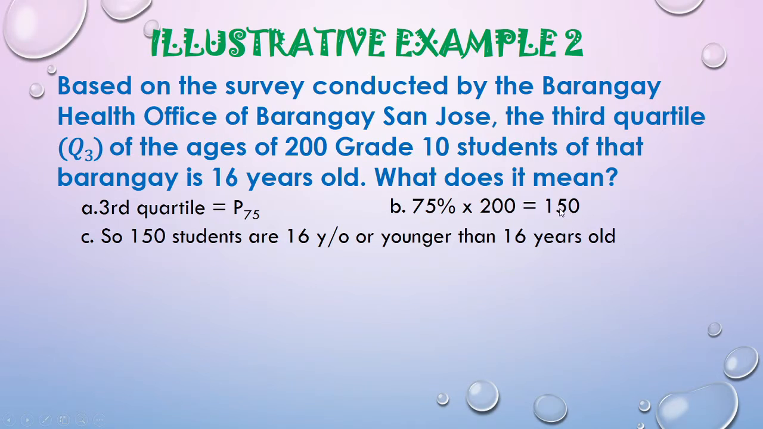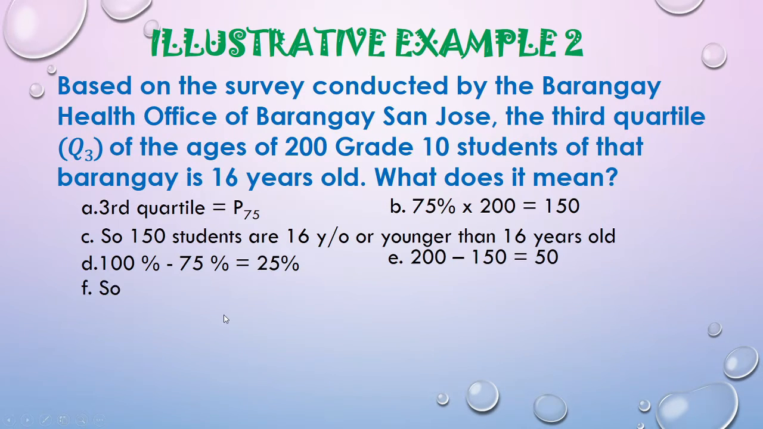O, syempre, meron na tayong data rito, ha? Kung may 150 na tayo, ma-minus na lang natin siya sa 200. So, it's 200 minus 150 is equal to 50. At yun na equivalent to 25%. Ganun din yan. Pag multiply mo yung 25% sa 200, you will get 50. Anong ibig sabihin yan? It means na 50 students are older than 16 years old.